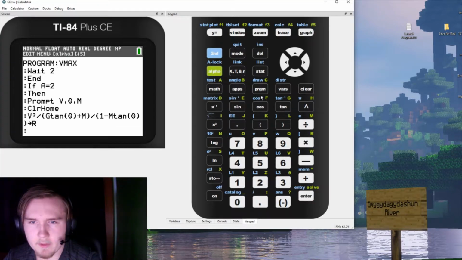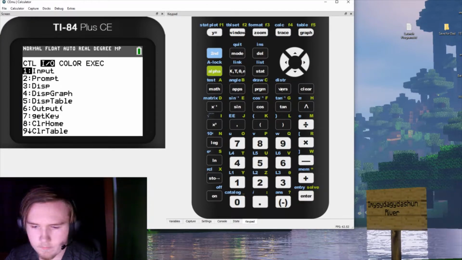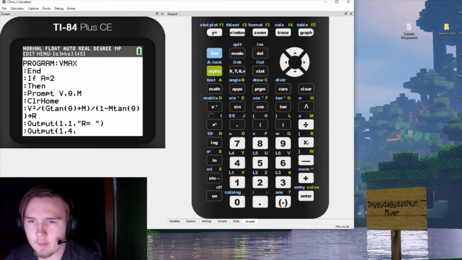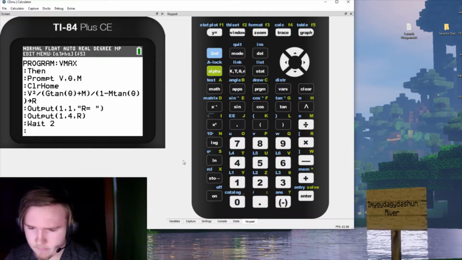Now we're going to do that same thing. We're just going to output r. So again, that's output at 1, 1, or 2, 1 if you're on the non-color. I'm going to say r equals, then space, close that. Then we're going to get output at 1, 2, 3, 4. So at 1, 4, or 2, 4 if you were on the non-color, and you're going to output r. And of course, next, same as last time, we're going to wait 2, or you would just say pause if you were in the non-color, then end.